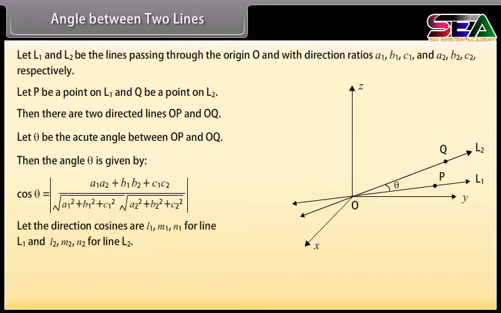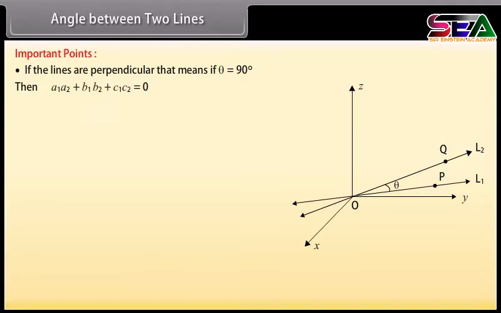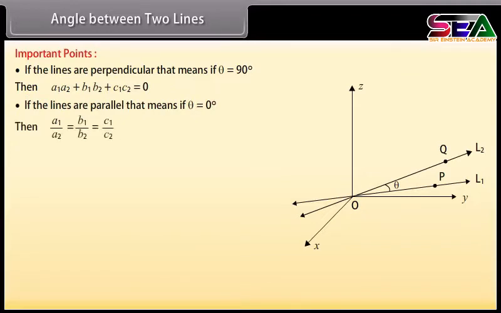Let the direction cosines be l1, m1, n1 for the line L1 and l2, m2, n2 for the line L2. Then the angle theta is given by cos theta equals modulus of (l1 l2 plus m1 m2 plus n1 n2). Important points. If the lines are perpendicular, that means if theta is equal to 90 degrees, then A1 A2 plus B1 B2 plus C1 C2 equals 0. If the lines are parallel, that means if theta is equal to 0 degrees, then A1 by A2 equals B1 by B2 equals C1 by C2.